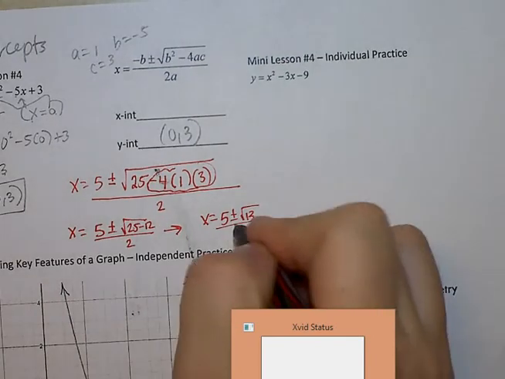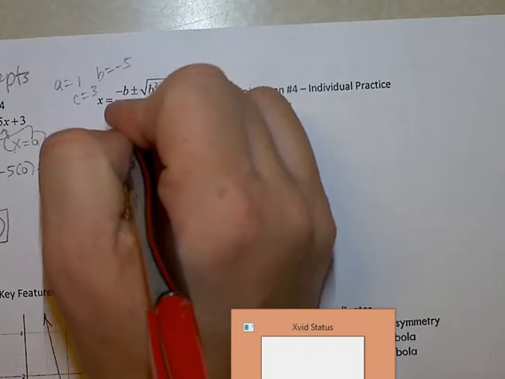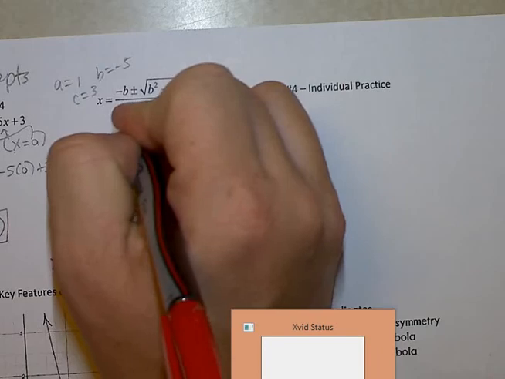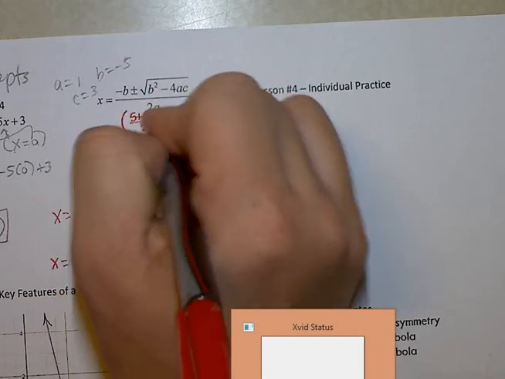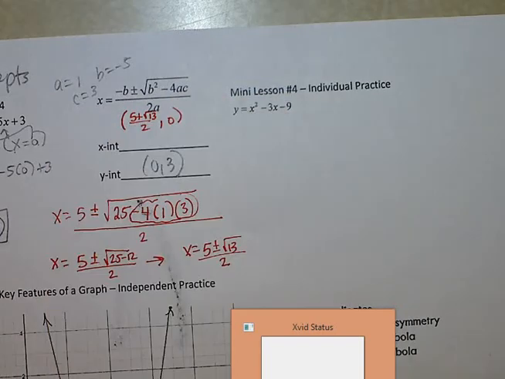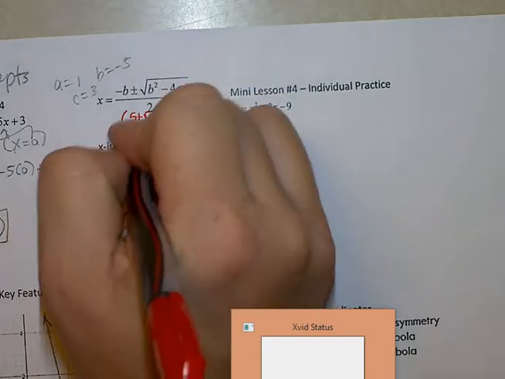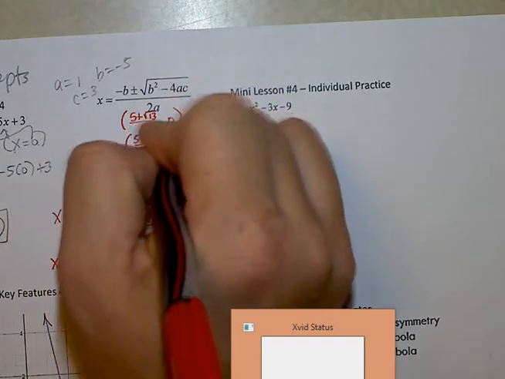How do I write the x-intercepts? These are two x values, so I'm going to write very small up here. Here's one answer. 5 plus radical 13 over 2, comma 0, and 5 minus radical 13 over 2, comma 0.